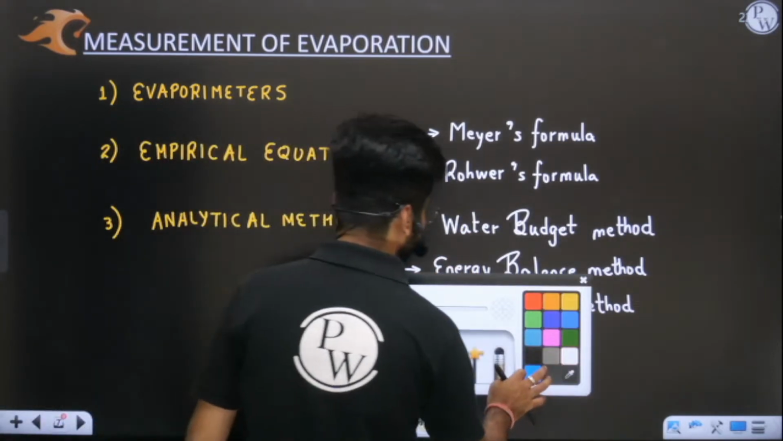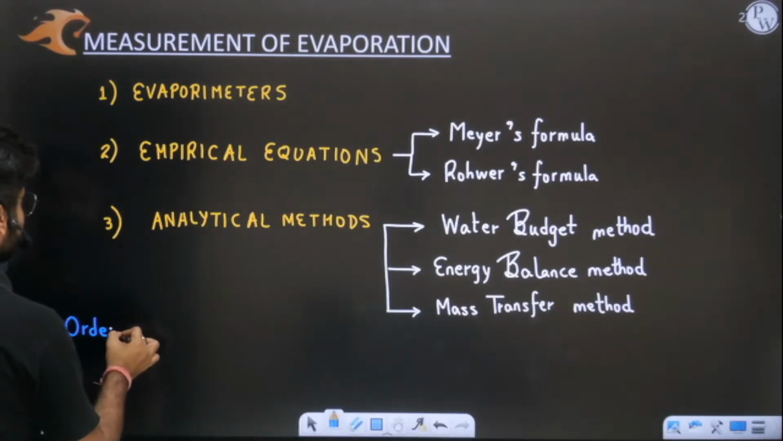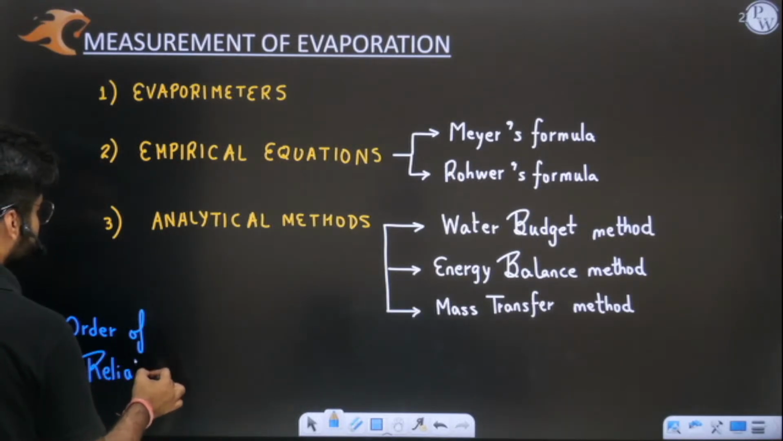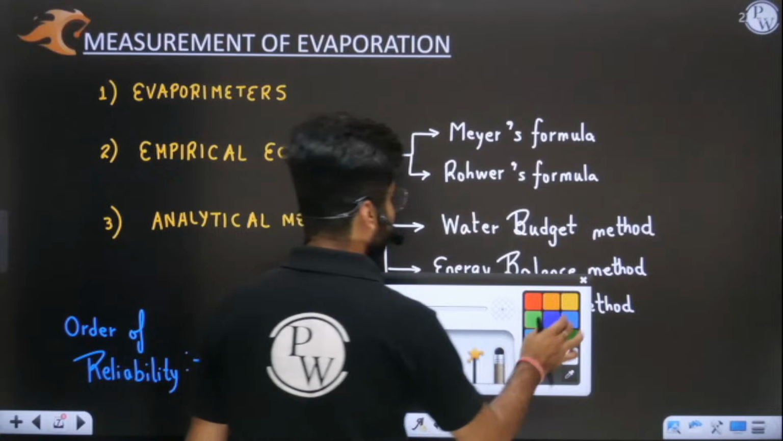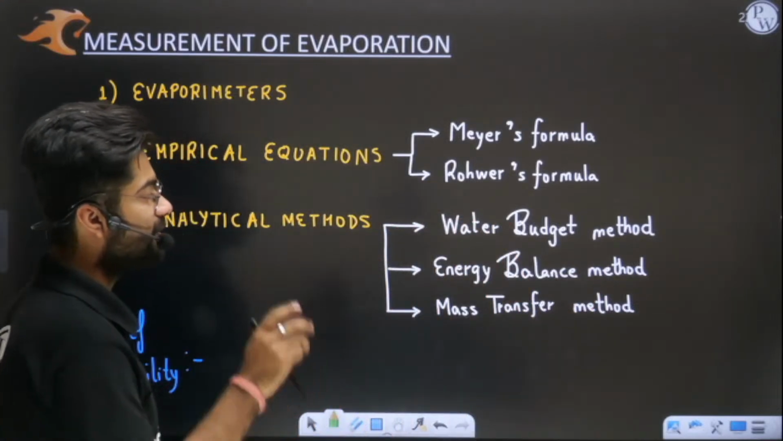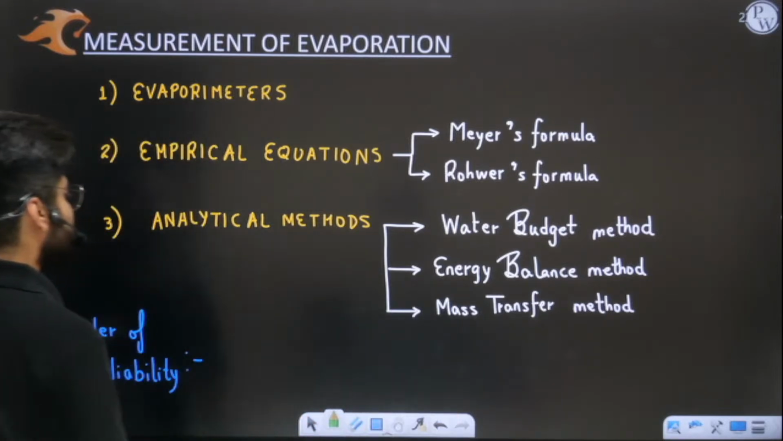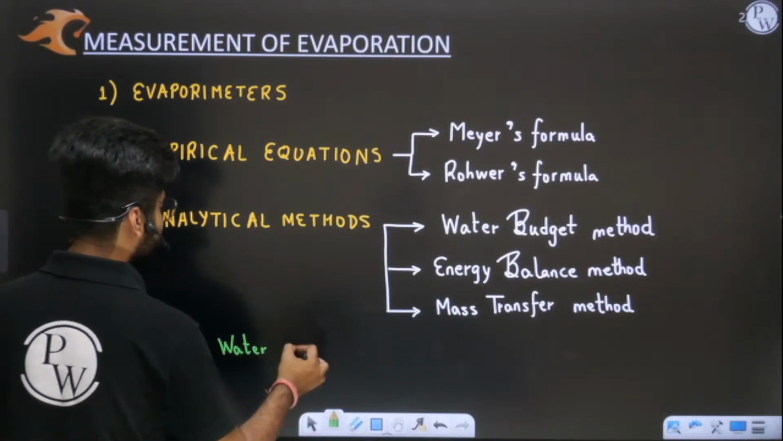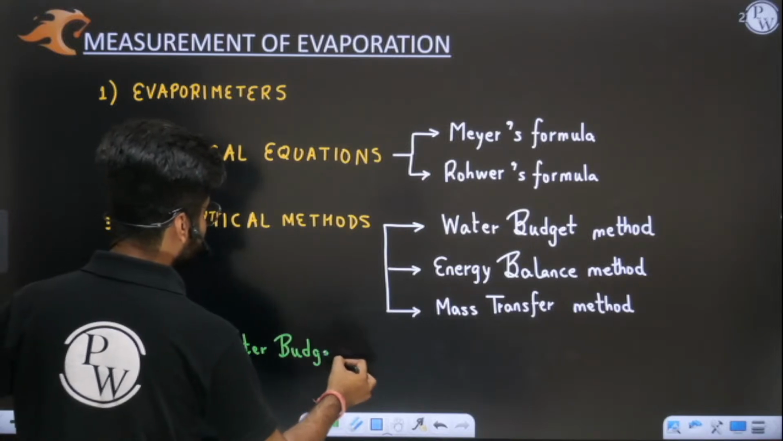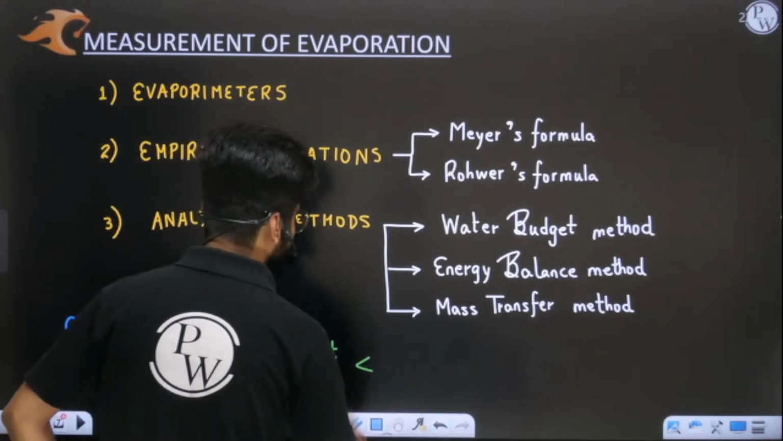Let me write down the order of reliability here, like which method is most accurate. I will say that the water budget method is the least reliable. It is the simple one, the least accurate, but the most simple one. Since it is simple, it is very popular. Water budget is least reliable. It will not give you the best answers.